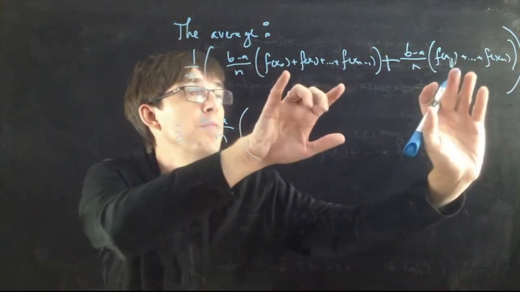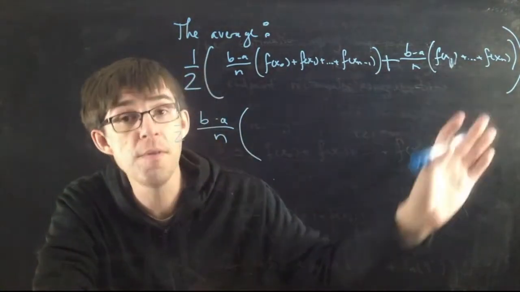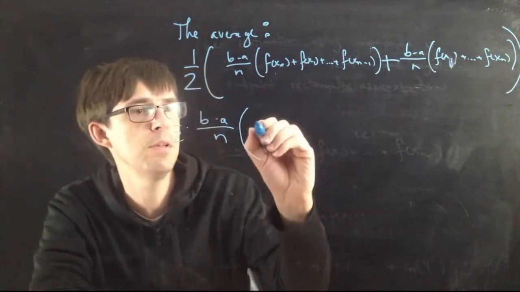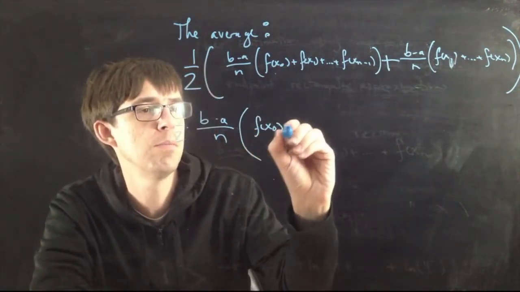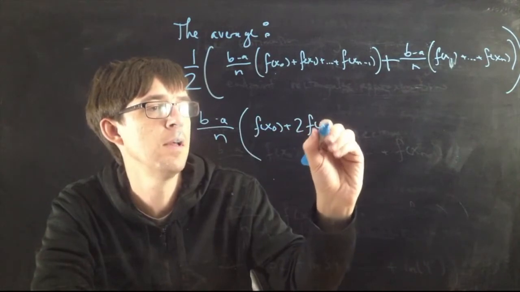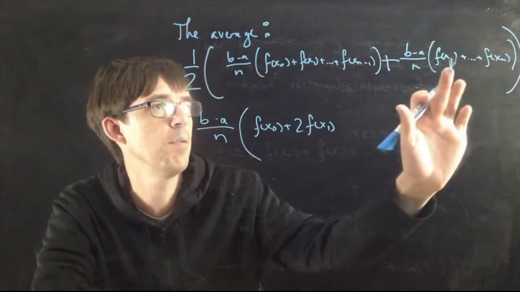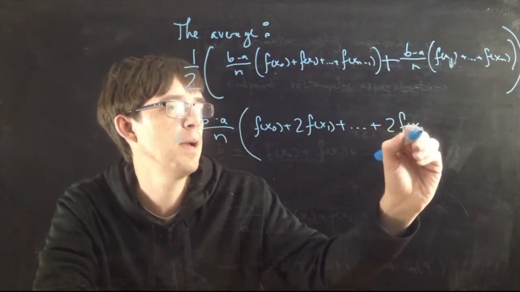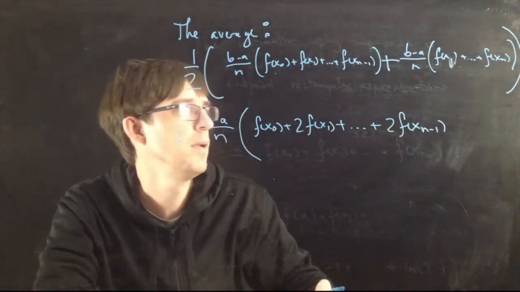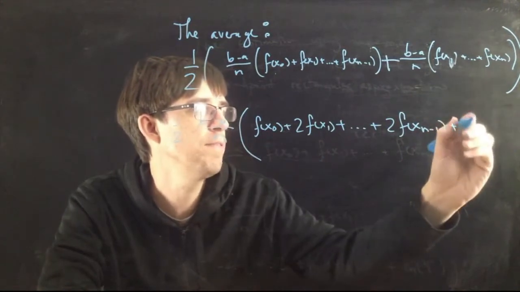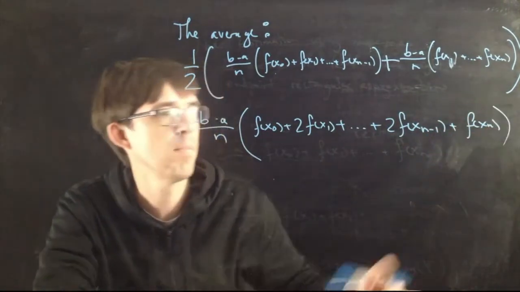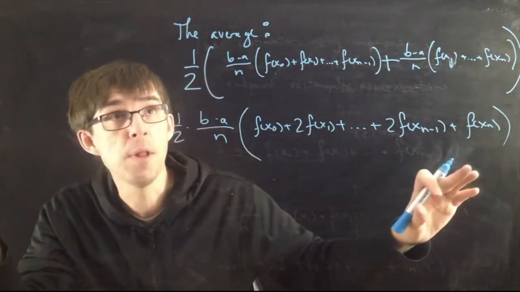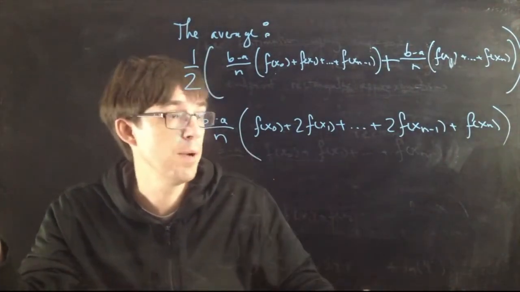So when I group all of these things together, we're going to get 2 of everything, except only 1 of the first one and only 1 of the last one. So it looks like f of x0 plus 2f of x1. That's because we get one of them from here and another one from here. Plus 2 of everything up to xn minus 1, the second to last one. And then finally we get only 1 of f of xn. All right? And so this is really the formula for the trapezoid approximation.